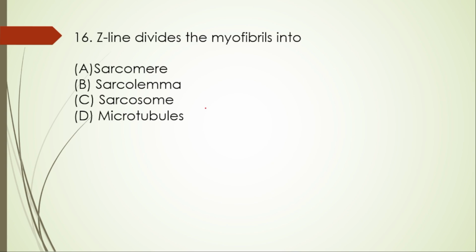Next one, that is 16th question. Z line divides the myofibril into A. Sarcomere, B. Sarcolemma, C. Sarcosome, D. Microtubules. So here the right option is A. Sarcomere. This is the basic functional unit of what? Muscle fiber, that is myofibril.